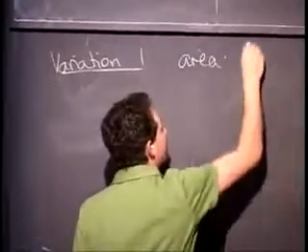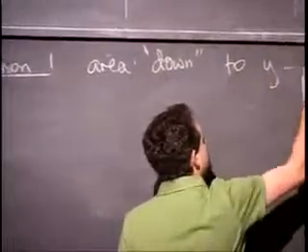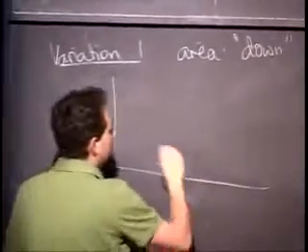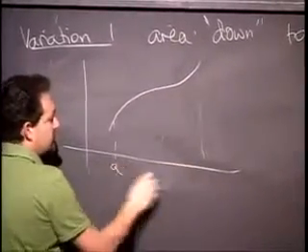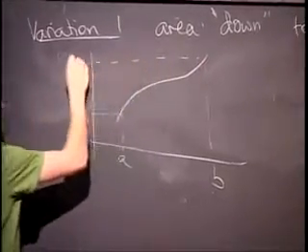Area goes down to the y-axis. So it is as in this picture that I've drawn up here. Suppose that the function looks something like this. Let's say we're interested from A to B. On the y-axis, it's, say, capital A to capital B.